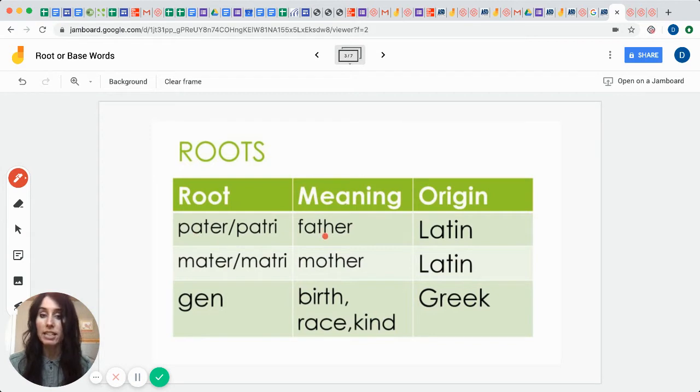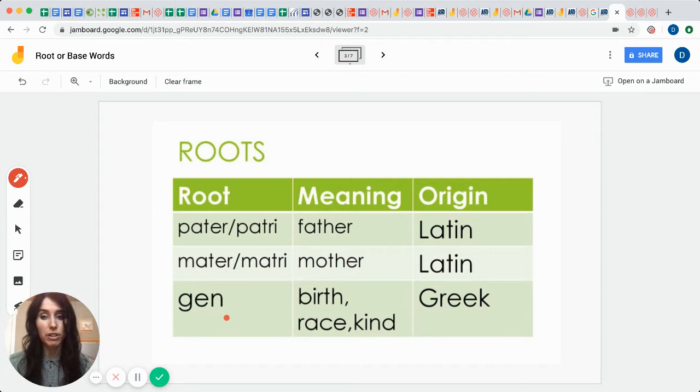And the meaning is father. It's a Latin word, like paternal. That means it's your father. Or maybe mater, that means mother, and that's another Latin-origin root, like maternal. Then we have gen.